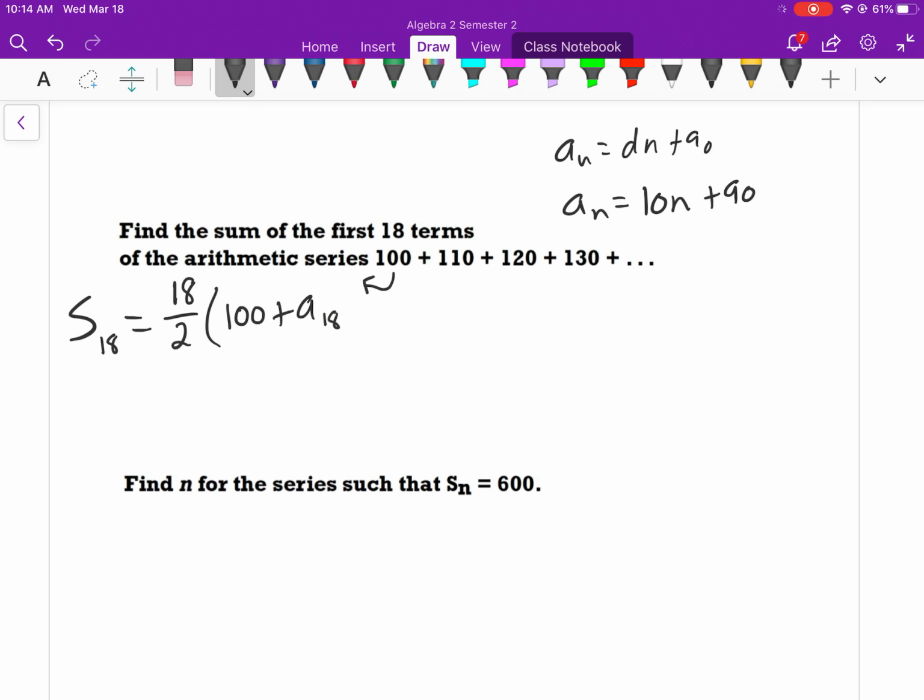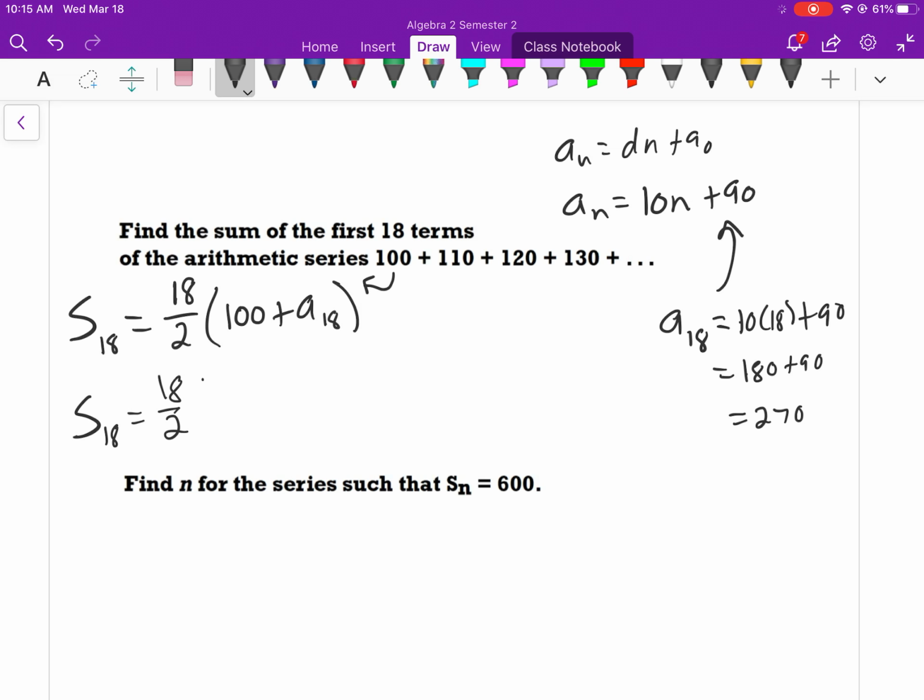plus a sub 18. Now, a18, we don't know what that is. I mean, you can work all the way through 18, or you can use this general rule. Much easier if you do that. A18 is equal to 10 times 18 plus 90, or 180 plus 90, to give me 270. So S sub 18 is equal to 18 over 2 times 100 plus 270, which gives us a total of 3,330.